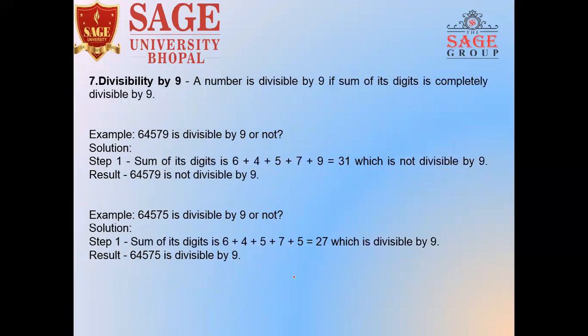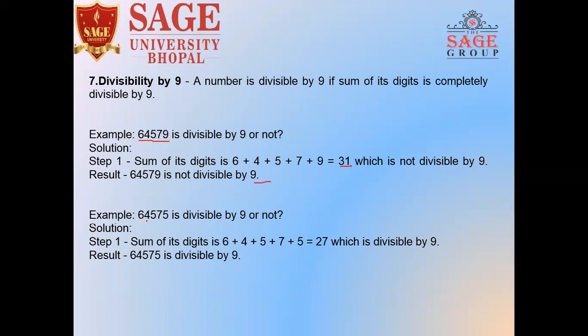Another number, divisibility by 9. How can we find whether a number is divisible by 9 or not? We can understand by considering the example 64579. Sum of its digits is equal to 31. Is this sum divisible by 9 or not? If not, then the number is not. 64579 is not divisible by 9. Why? Because the sum of its digits is not divisible by 9.